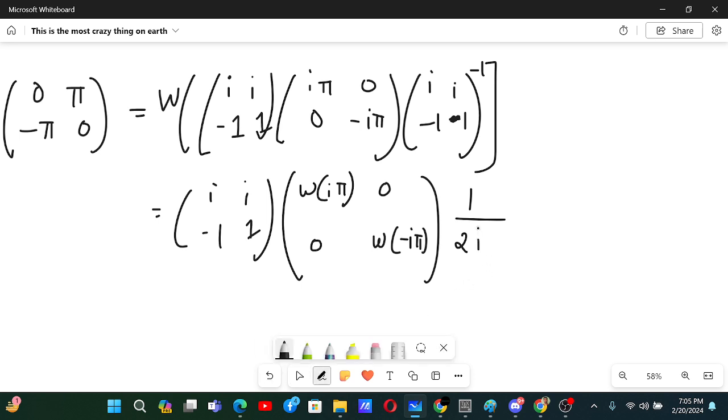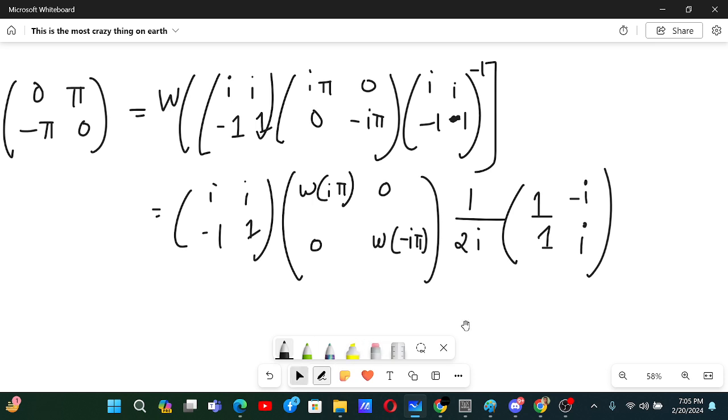How do I know the answer? Yeah, i plus i is 2i. Now the inverse is 1 by 2i. Swap them, and minus i times 1. Okay, now it's fine.